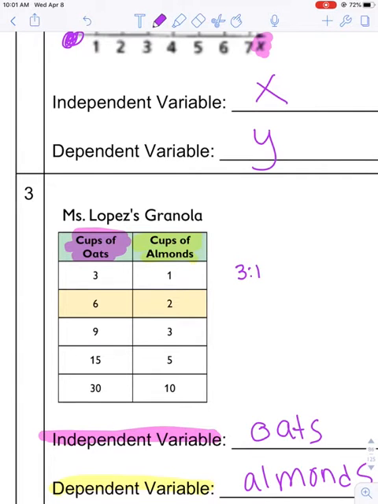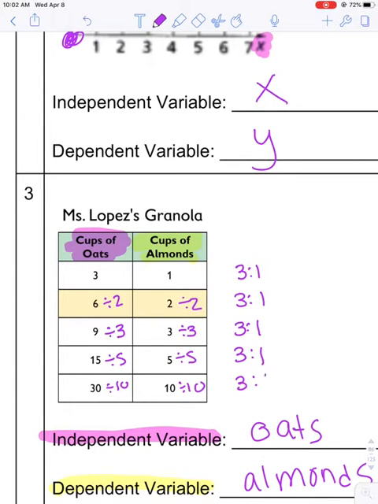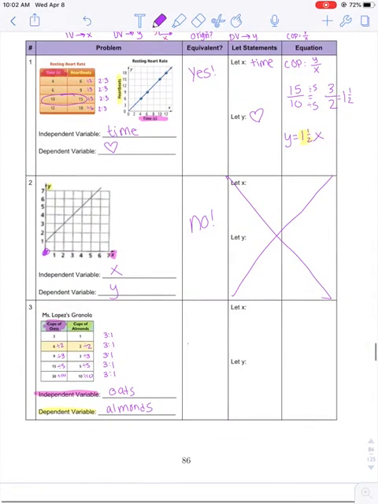First ratio, 3:1. All right, that can't be reduced. Second ratio, I could divide them both by 2, and I get 3:1. Okay, we're in good shape so far. Could divide this one by 3, and I get 3:1. So far, everything's equivalent. Could divide this one by 5, 3:1. And I could divide this one by 10, 3:1. Since all of those numbers gave us equivalent ratios, we could say yes.